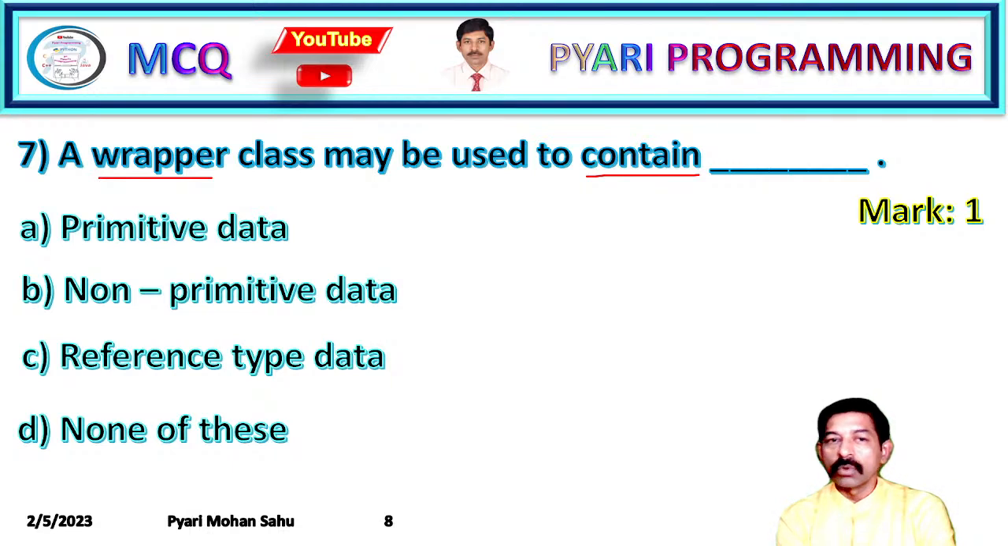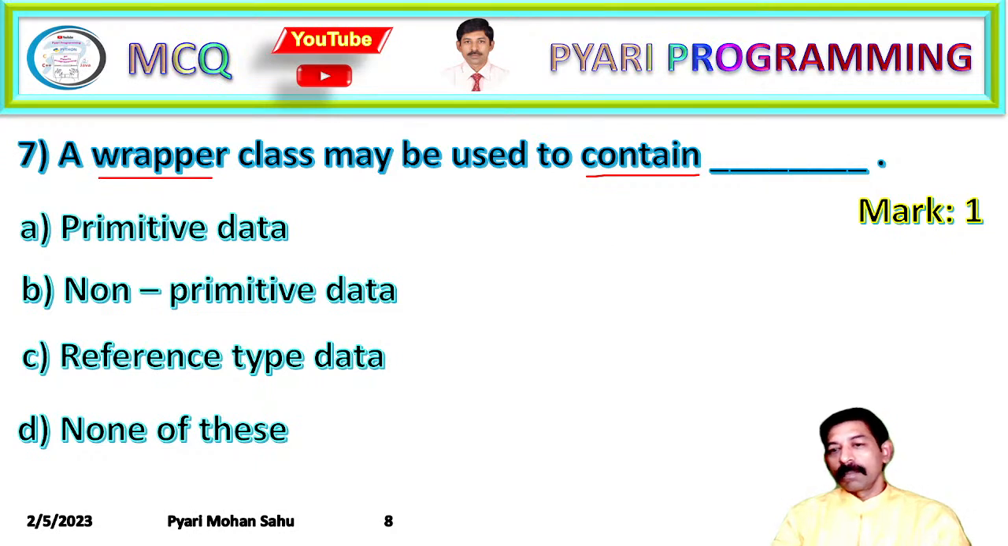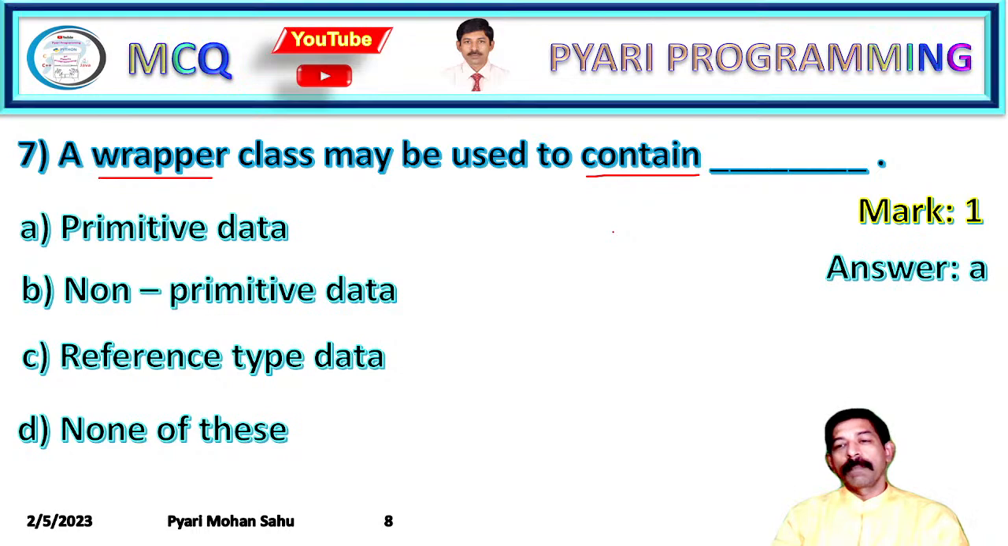Subhalakshmi, Raj, Ruturaj say A, primitive type. Primitive data type, yes, understood. Udita says C, reference data type. Ruturaj A, Mega Patnaik, primitive data type. Amrit says 5A. Okay 5A, got it. You are giving the answer for 5 now, Amrit Senapati. Now the answer is primitive data type.